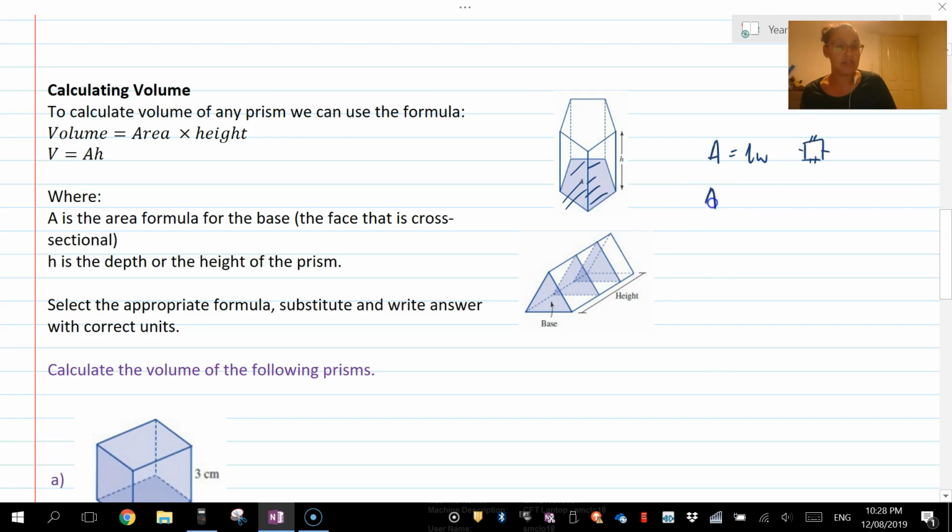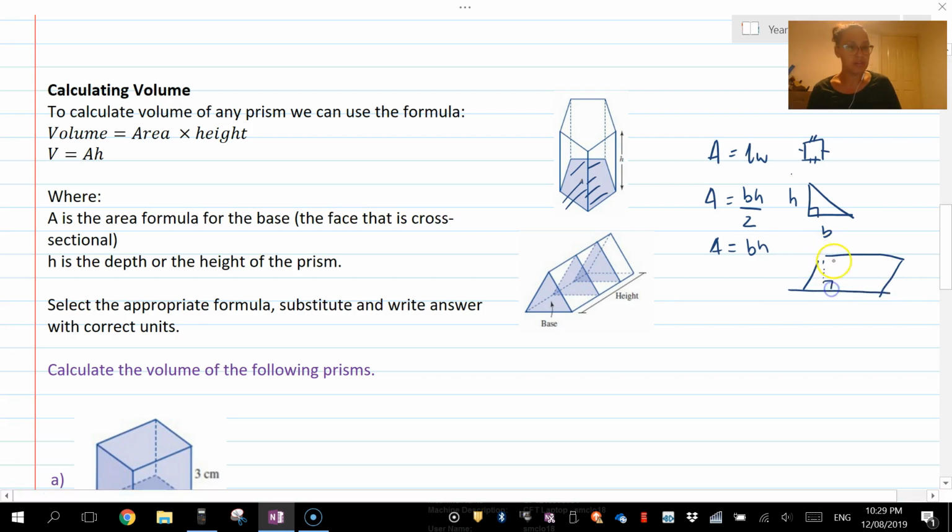You've done a triangle, so area equals base times height divided by 2. And you've also done a parallelogram. Make sure that this is your base, this is your height. You divide by that 2, and then your parallelogram is base times height. And here is my parallelogram, and that is my height, and this is my base. So you've done those 3 formulas.